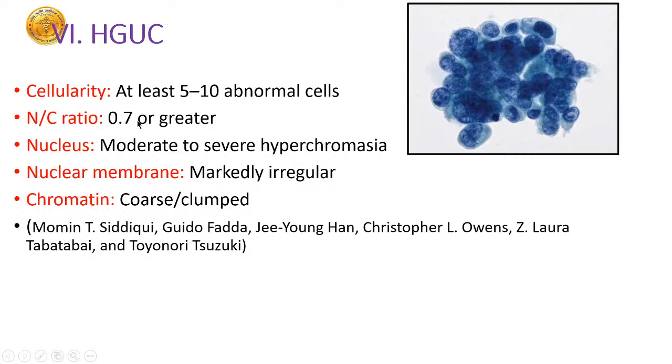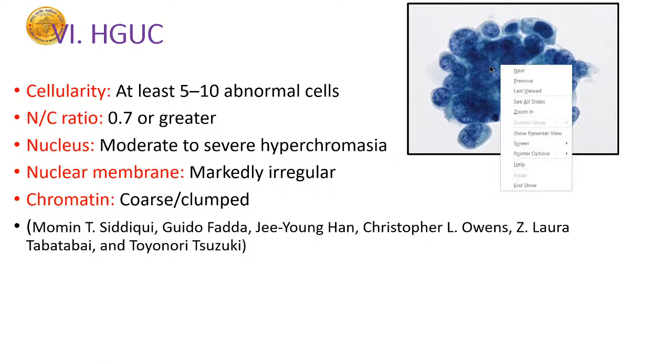And the nucleus, just look at the chromatin here. It's very hyperchromatic, very dark. Compare it to any nucleus. The nuclear membrane does show some irregularities. The chromatin is coarse and clumped. Next slide, please.